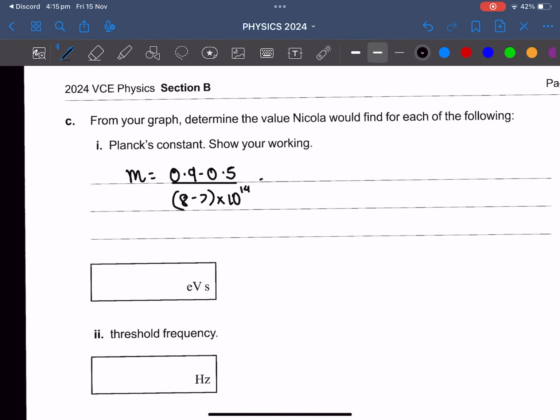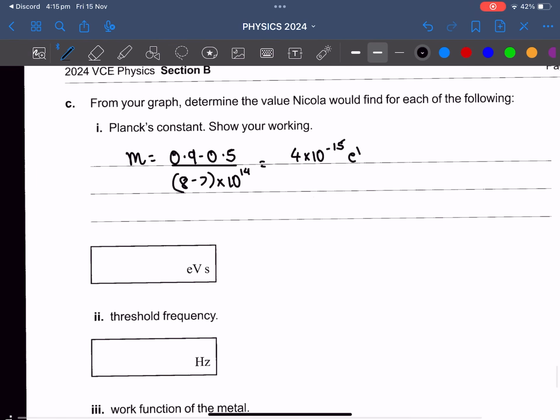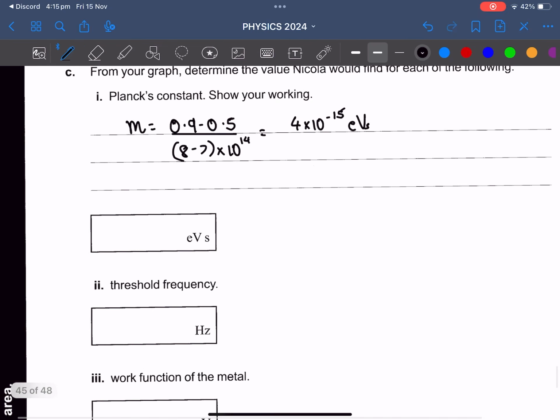Okay, so that is equal to 0.9 minus 0.5 divided by 1 times 10 to the 14. So I get 4 times 10 to the minus 15 eV. Okay, so 4 times 10 to the minus 15.